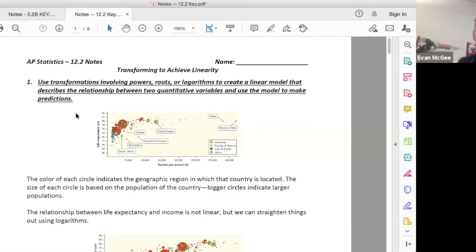So essentially what we're doing, and you can see it here, is we're going to look at this graph and it looks like it is not linear. So the form is curved. So what today's lesson is going to be is how can we straighten this relationship out so that it looks linear and we can use it to make predictions.